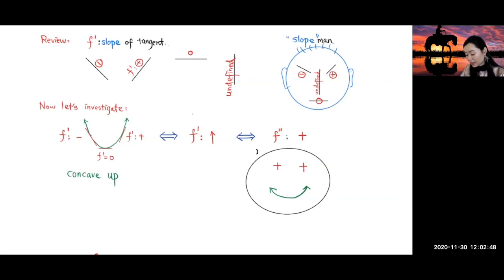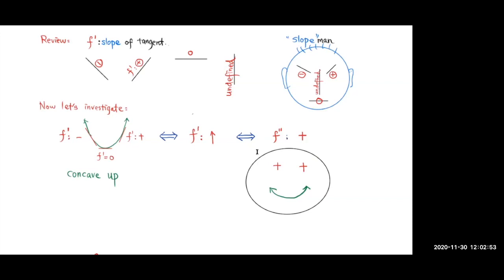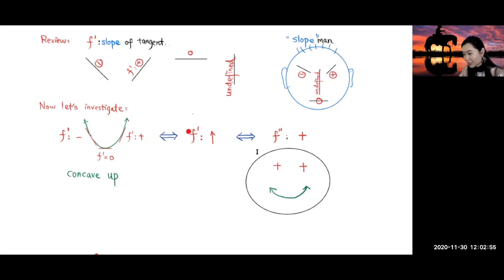And it can be reversed. Let's go the other way. When the second derivative is positive, remember the increasing, decreasing test? Then the first derivative will be increasing, because this is the derivative of this. So when this is positive, then this will be increasing. And when this is increasing, you can try to imagine this, then the graph will be concave up like this.